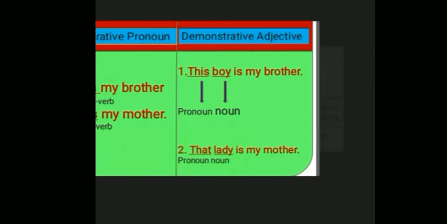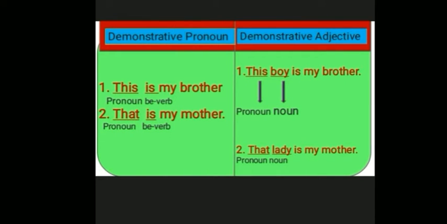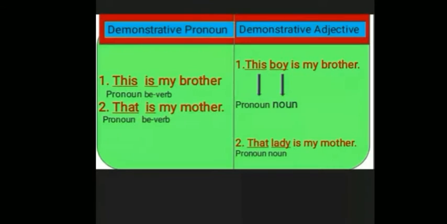Here in the following chart, there are some possible usages of the demonstrative pronoun and demonstrative adjective. This is my brother. That is my mother. They all are the examples of demonstrative pronoun because the pronouns this and that are used before the verb. Whereas this boy is my brother and that lady is my mother, they all are the examples of demonstrative adjectives because the pronouns this and that are used before the noun.